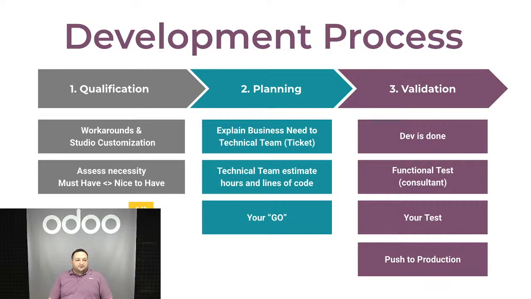Now, once the client gives us the go for the development, we'll go ahead and do the development, and the functional team will test this development. And then if it's fine and passes the tests, it will be sent to the client with test cases, let's say, to validate it. If it's approved, it will be pushed to production, and we'll move on with the implementation.